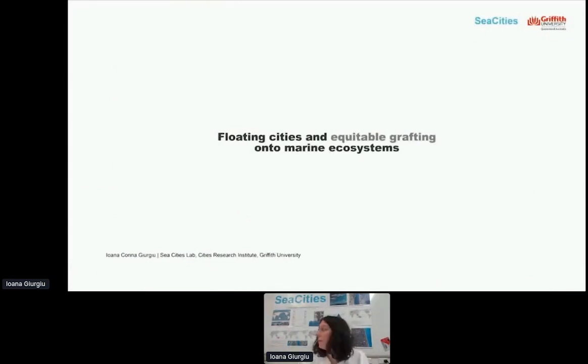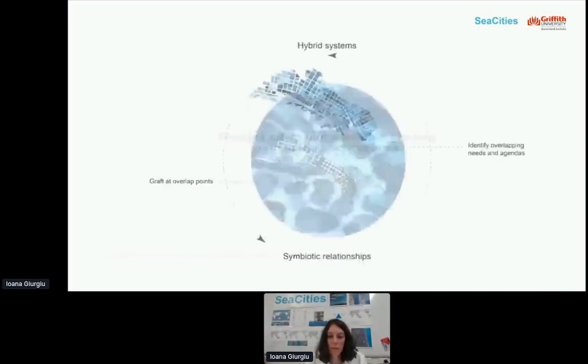Hello and welcome to this short presentation about floating cities and equitable grafting onto marine ecosystems. Equitable grafting is a proposal for a conceptual approach towards identifying design directions for future floating solutions which enhance the relationship between urban systems and ecosystems. This research aims to explore ways in which urban and environmental agendas could be better integrated by using the concept of grafting as a base criteria which shapes how we think about cities and urban design in relation to nature.